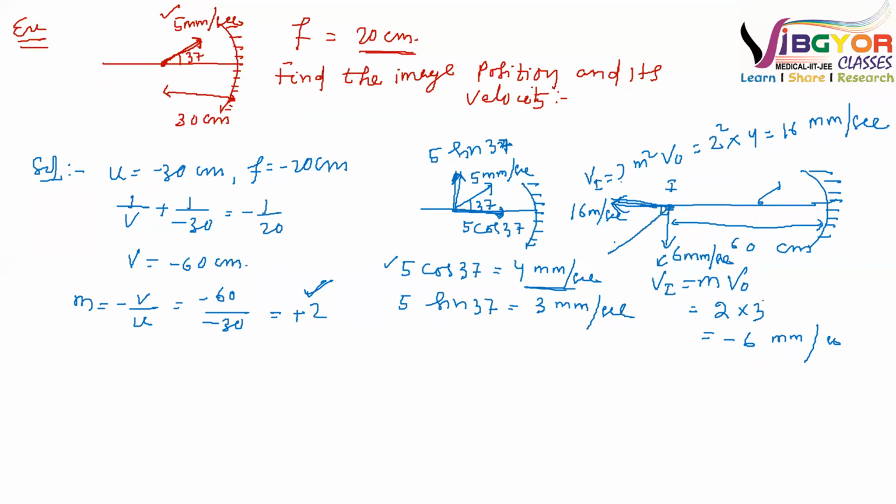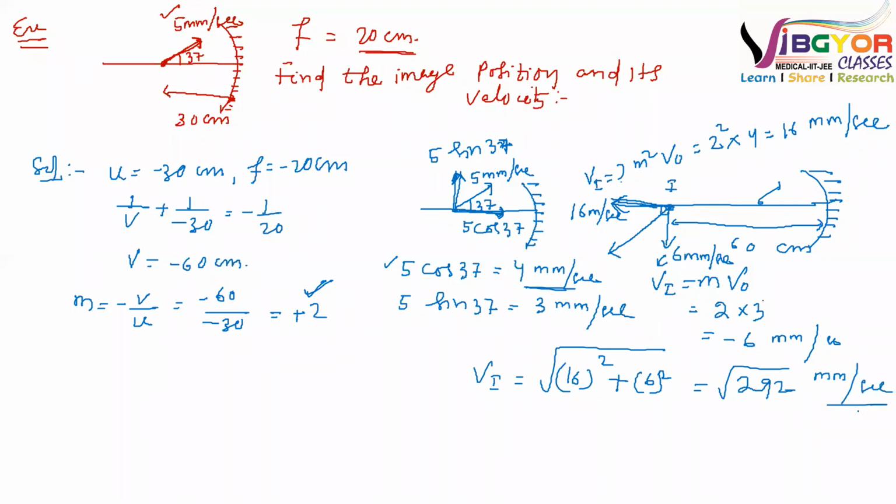So the image velocity will be the resultant. From the resultant vector, since it is 90 degree, cos 90 is equal to 0. So the velocity of image will be root under 16 square plus 6 square. So that I will get root under 292 mm per second.